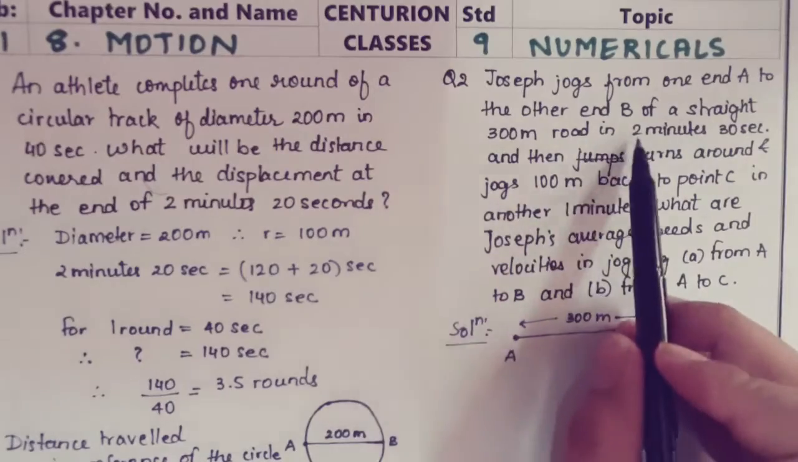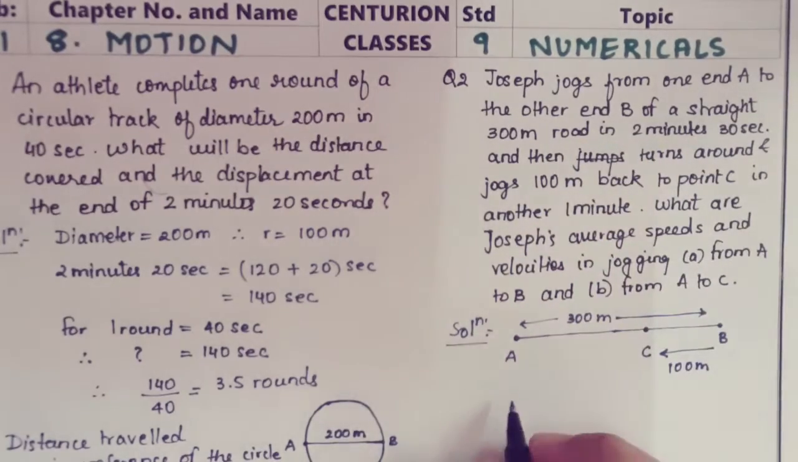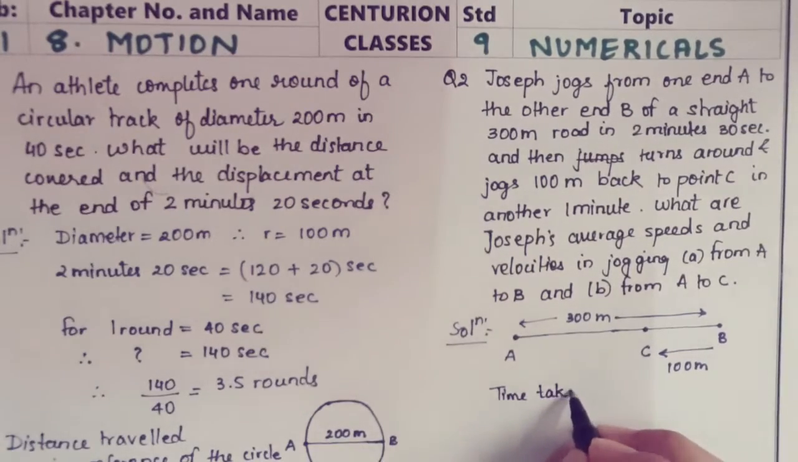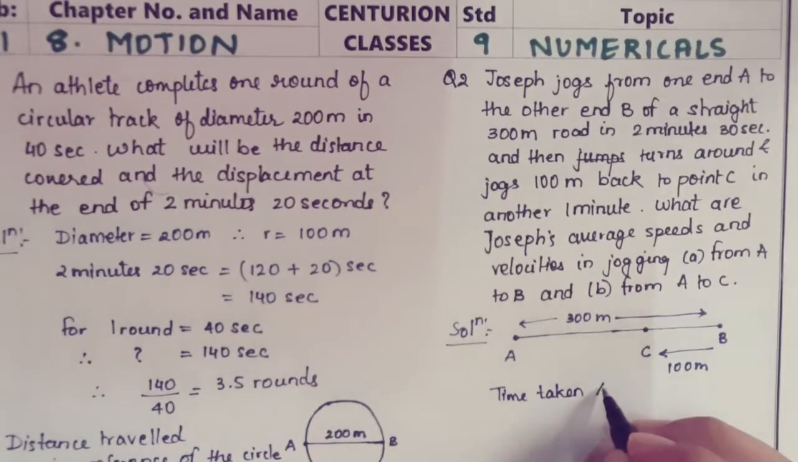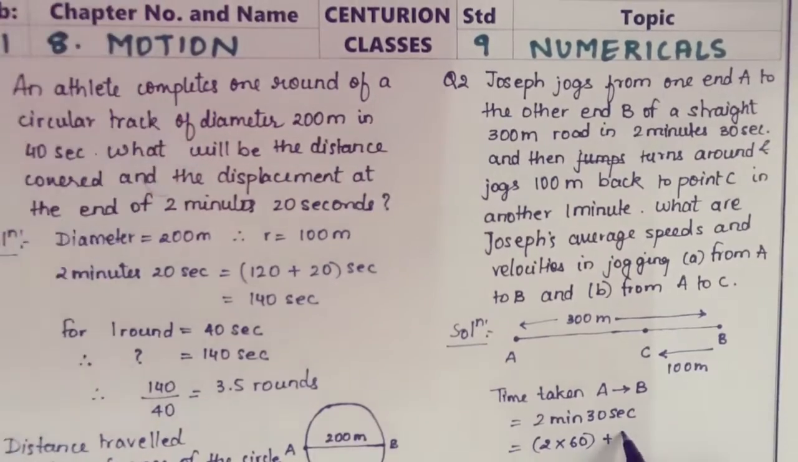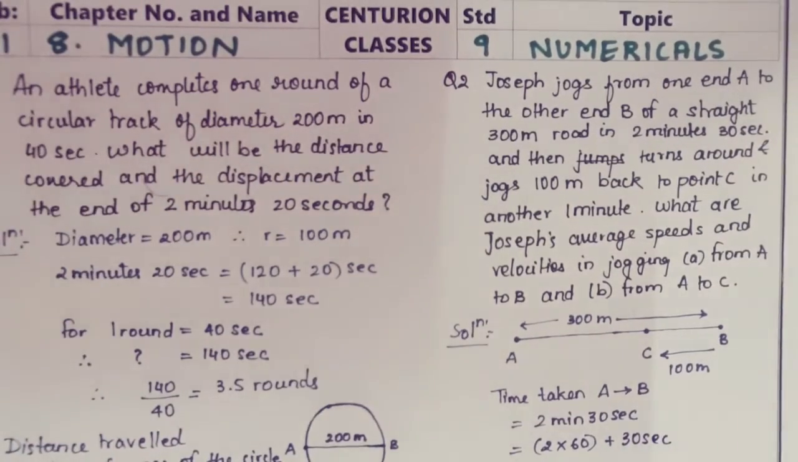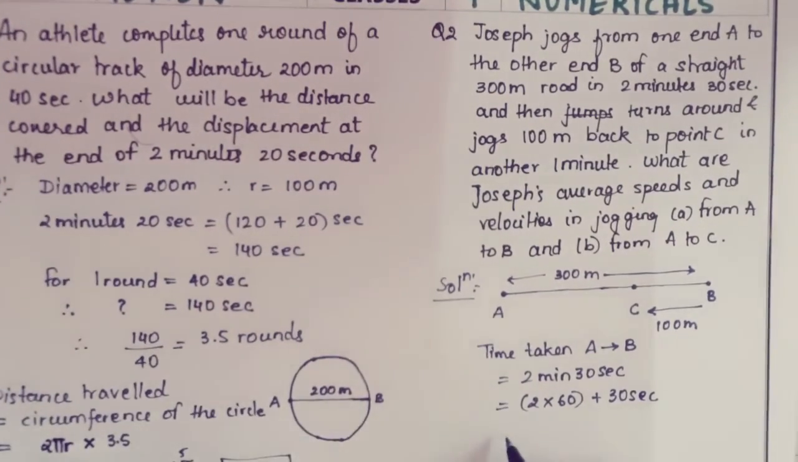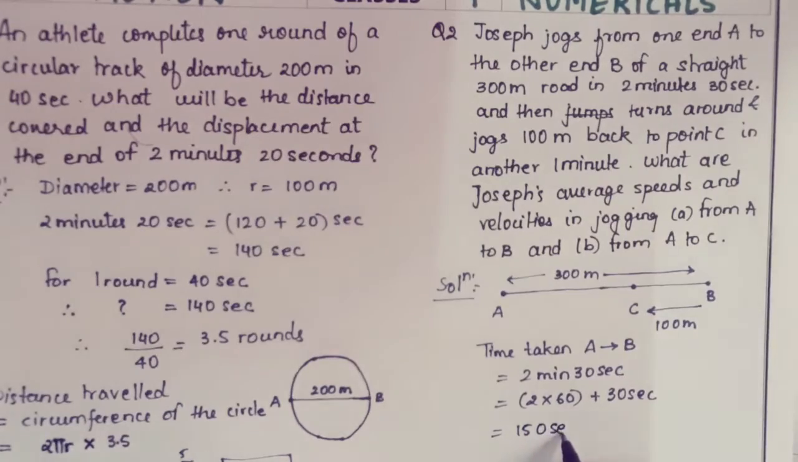Now there is the time mentioned over here, 2 minutes 30 seconds. So first of all, we'll complete it. Time taken from A to B is 2 minutes 30 seconds. So this is nothing but 2 into 60, because 1 minute equals 60 seconds, and this is 30. So this is 150 seconds straight away.